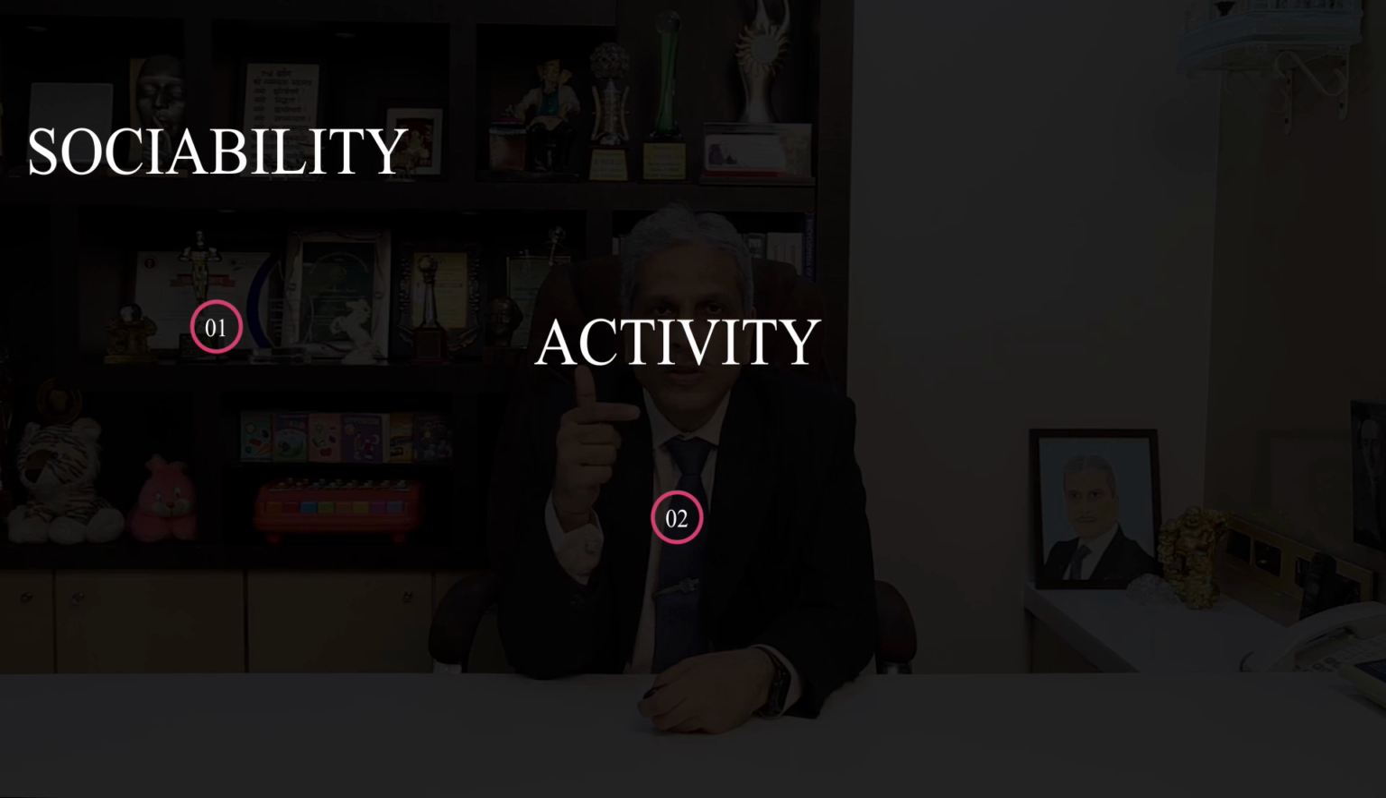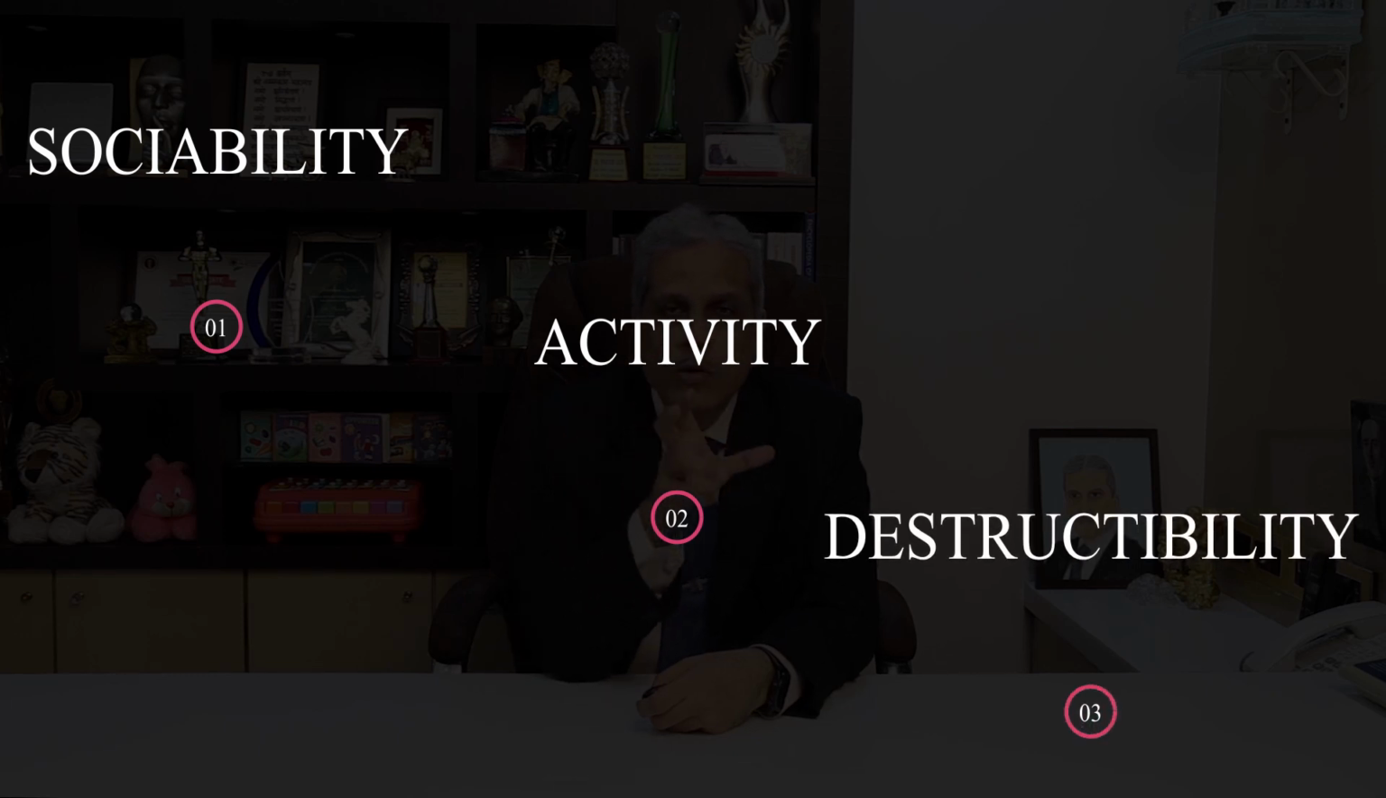Hello friends, welcome to the third lecture of this series on pediatric case taking. In the first two lectures, we talked of the SAD axis, the two points of the SAD aspect. In the first lecture, we talked about the sociability aspect, and in the second lecture, we talked about the activity aspect. So in this third lecture, I am going to talk about the distractibility part that will complete the SAD axis.